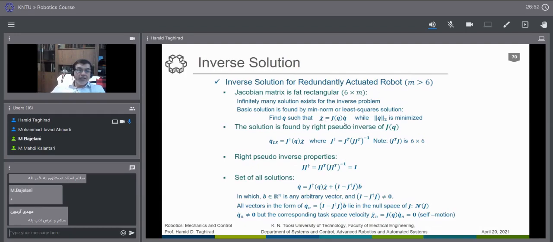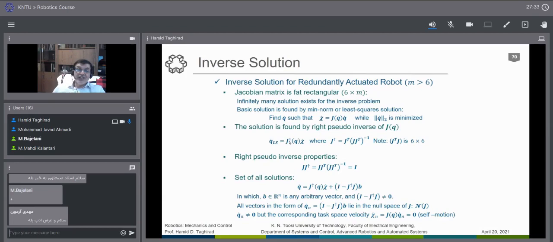And this doesn't require any sophisticated nonlinear programming or nonlinear optimization. That can be very, very easily found by the pseudo-inverse. We call it right pseudo-inverse because, as you saw in the last chapter and two previous slides, for under-actuated solutions we also have a pseudo-inverse, which would be the left pseudo-inverse. This is the right pseudo-inverse.